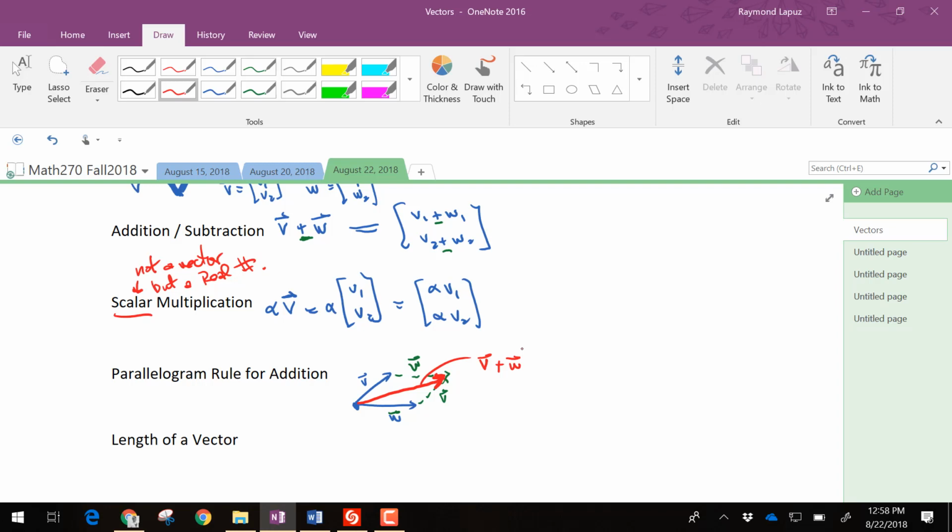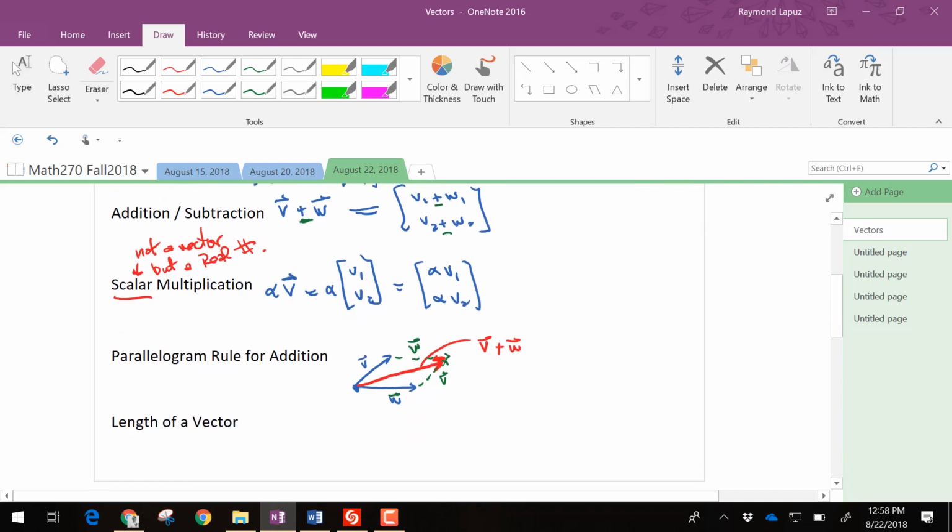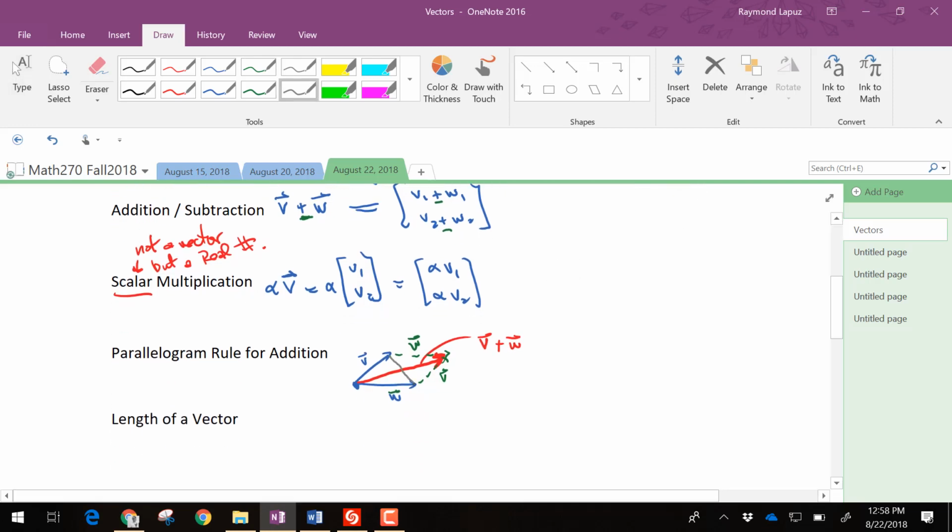And there's something else too. It turns out that geometrically, you can also view the difference between those two vectors. And the difference between the two vectors turns out to be the other diagonal of your parallelogram. So this is the difference between the two vectors. Is this V minus W or W minus V?